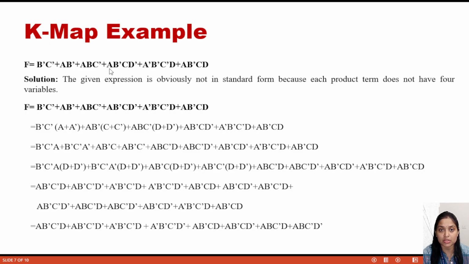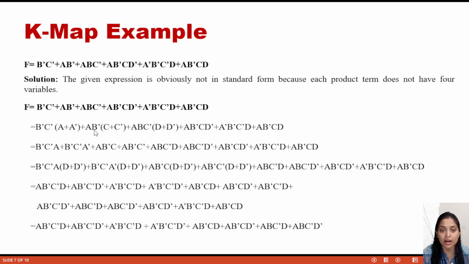Here we have already seen that this is a 4 variable equation, because A B C D is there. In the last 3 components all 4 variables are there, but in the first 3 components all 4 variables are not there, so we cannot start in this way. Before starting, each and every component should have all variables present. So we start with B bar C bar into A plus A bar, that means B bar C bar dot 1. According to the Boolean algebra law, A plus A bar equals 1, so B bar C bar dot 1 or B bar C bar is the same.